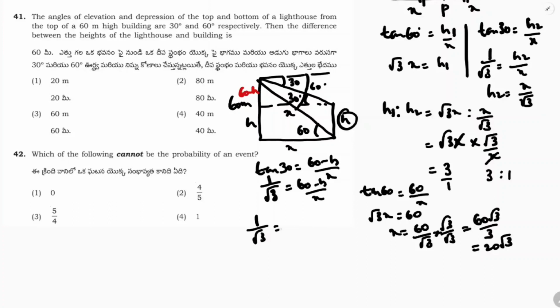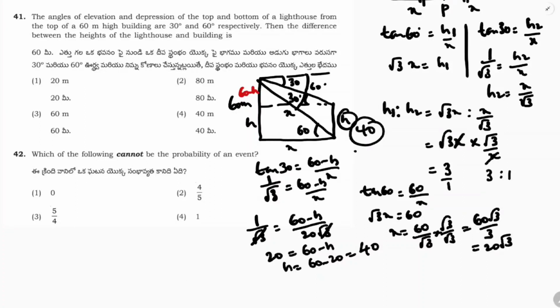1 by root 3 equals (60 minus h) by x, which is 20 root 3. Root 3 and root 3 cancel. 20 equals 60 minus h. h equals 60 minus 20, which is nothing but 40. So height is 40, but they want the difference. So 60 minus 40, which is nothing but 20. So the correct option is 1.